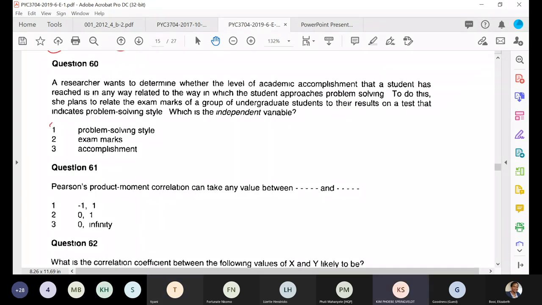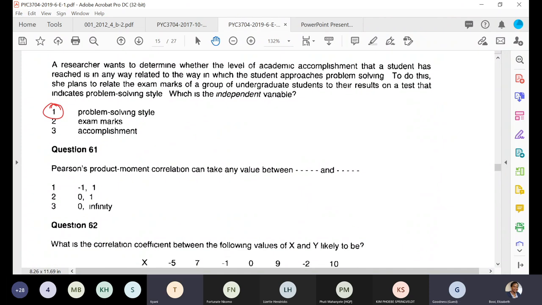Definitely number one. Is it number one? A researcher wants to determine whether the level of academic accomplishment that the student has reached in any way is related to the way in which the student approaches problem solving. So that will be the independent variable.